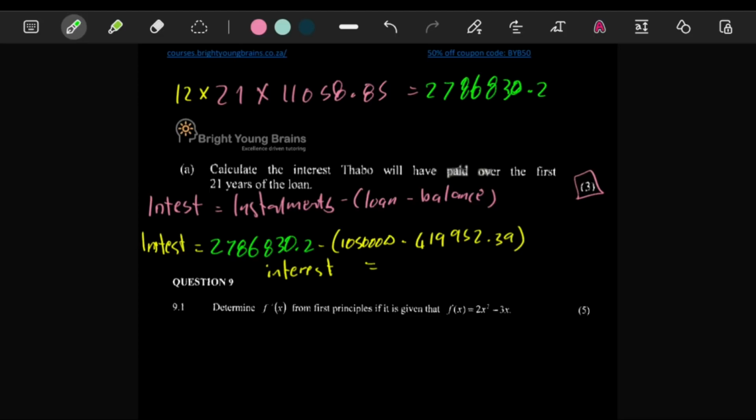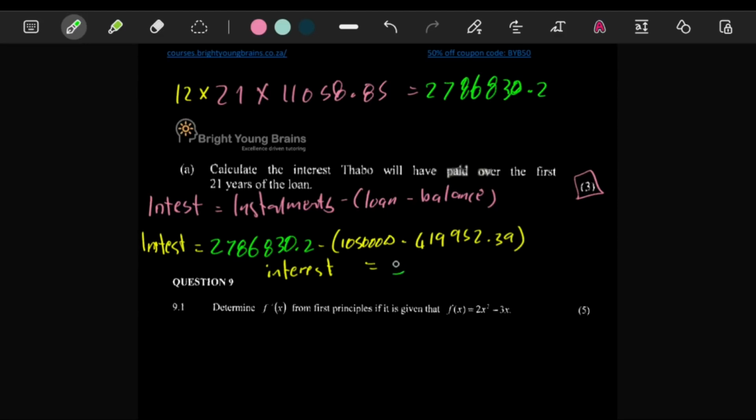Loan here, because I'm just putting this in the calculator, loan was 1,050,000 minus 419 and then 952.39. Yo, yeah, this person paid interest.